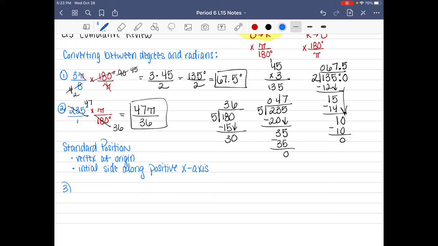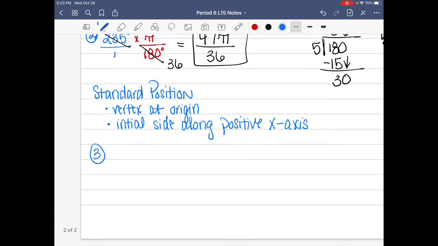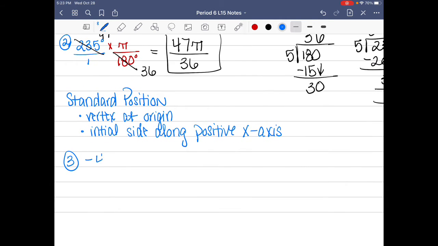So we're actually going to start off here. Let's start with a degree one. Let's do negative 415 degrees. All right, so we're drawing our coordinate plane, right? Our vertex is at the origin, and our initial side is along the positive x-axis, okay? So that's our standard position to get us started. Now, it is a negative angle, and we talked about how when we work with negative angles, they open down to quadrant 4.